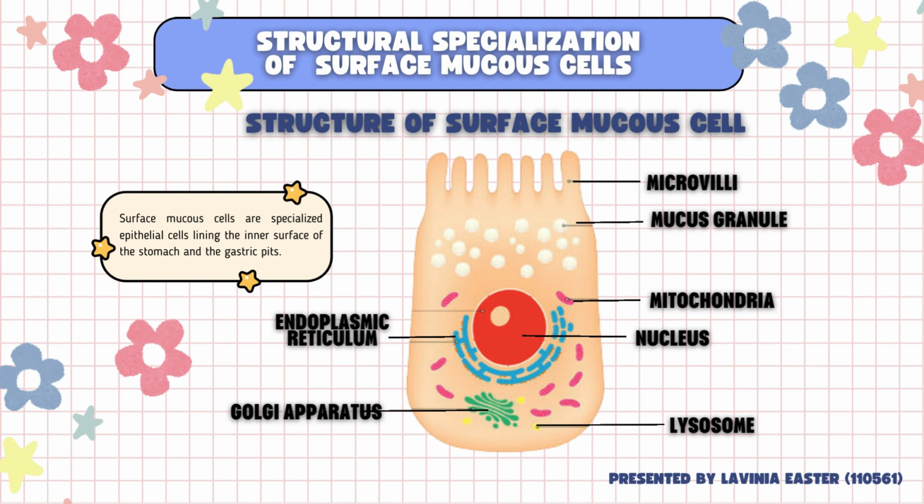The nucleus, located near the base, controls the activities of the cell. The rough endoplasmic reticulum and Golgi apparatus are responsible for producing and packaging secretion. At the apical region, there are mucous granules that store the mucus before it is released into the stomach lumen. These structural features indicate that the cell is specialized for secretion.